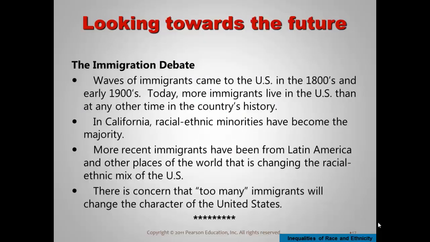So the waves of immigrants that came to the United States in the 1800s and early 1900s, my grandparents being among them. And today, more immigrants live in the United States than at any other time in this nation's history. In California, racial ethnic minorities have become the majority in that state, particularly in the south of the state. In many states in the south, you find English and Spanish being spoken in announcements in airports and in large buildings. Most of our recent immigrants have been from Latin America and other places of the world, which is really changing the racial and ethnic mix of the United States. And this concern that there are too many immigrants reflects this desire of the European majority to maintain that majority status and control in this culture. And I think it's certainly an irrational fear and an invalid concern.